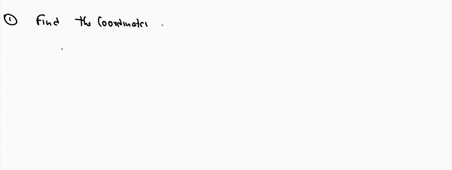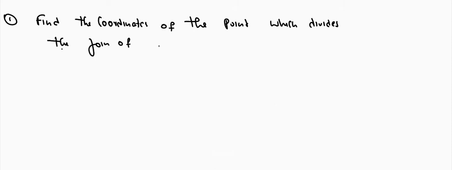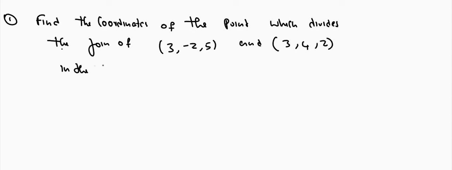Okay, question number 1. Find the coordinates of the point which divides the join of (3, -2, 5) and (3, 4, 2) in the ratio 2:1 internally.